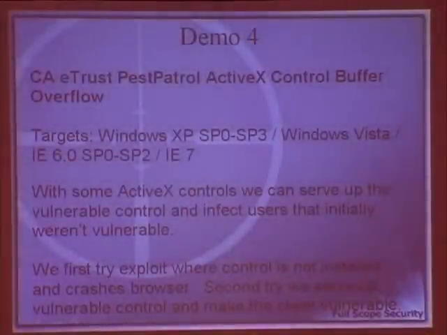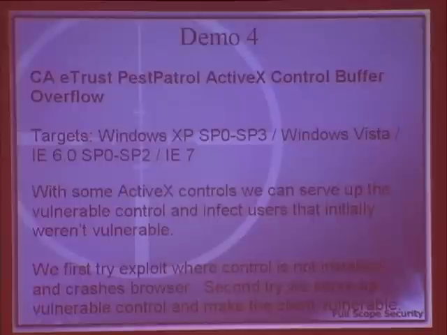All right, last demo. We're going to show ActiveX control. The problem with ActiveX control bugs is if they don't have the control installed, I really don't have anything to exploit. So what we're going to show the first try is what happens when I send them the file and they don't have the control installed. And the second time, I'm actually going to serve up the vulnerable cab file, have them install that, and then exploit them. So I'm going to take someone that wasn't vulnerable and make them vulnerable if they have to click one more yes on the ActiveX stuff.